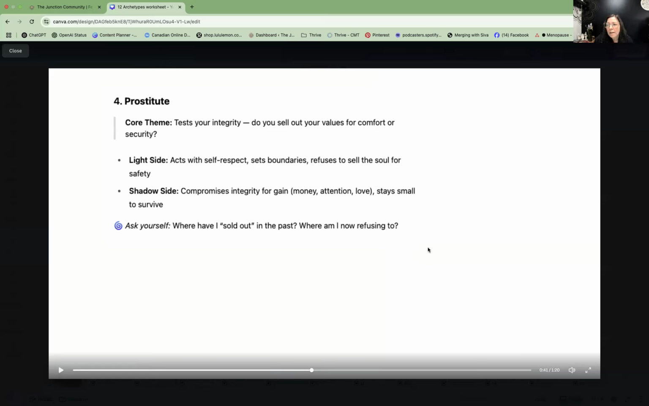And the light side to prostitute is where we stand up and we find our self-respect, we set boundaries, and we refuse to sell our soul for safety. So this sense of prostitute, again, can come in a shadow energy, but also certainly a very strong light energy. So things you would ask yourself are: where have I sold out in the past? And now, what am I refusing to? So those are the 4 core energies that we're talking about.